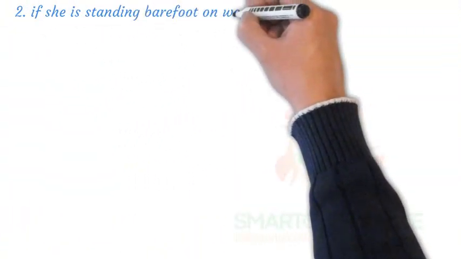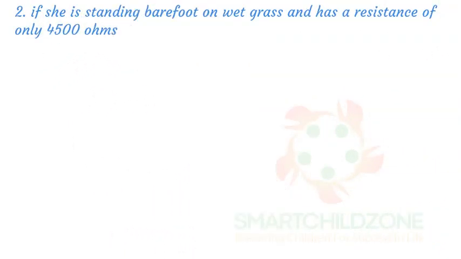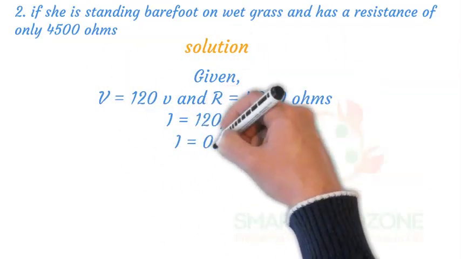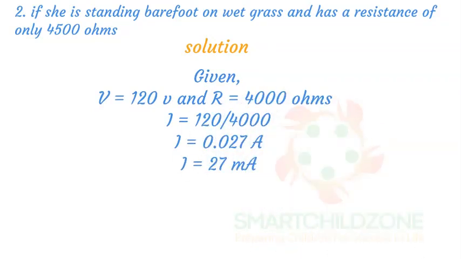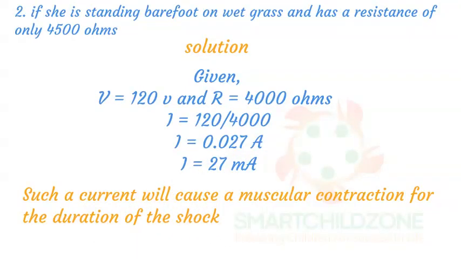2. If she is standing barefoot on wet grass and has a resistance of only 4,500 ohms. Such a current will cause a muscular contraction for the duration of the shock.